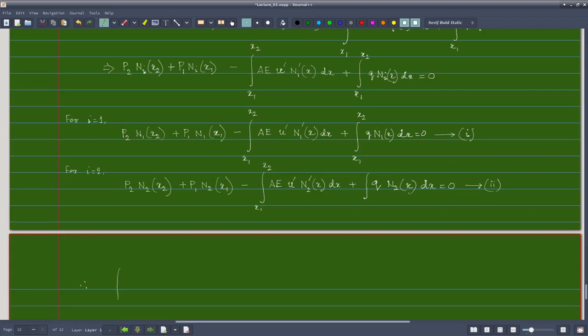Okay, in that case what I'll get is the integration of AE into u dash n1 x dx from x1 to x2. This term will be 0, only this term will remain. So p1 into 1 plus q n1 x dx. So I will have this equal to p1 plus integration of x1 to x2 q n1 x dx. Is not it?